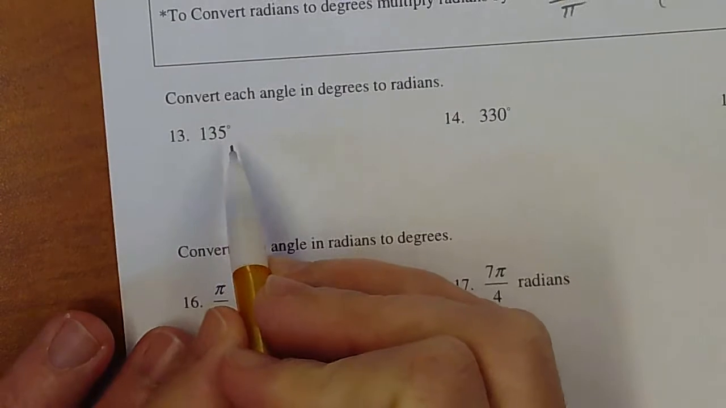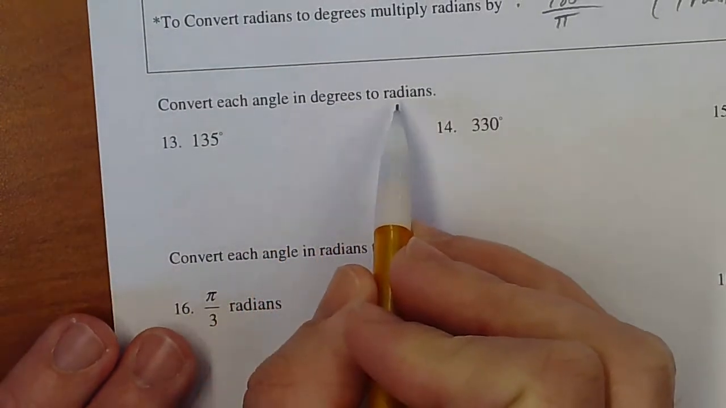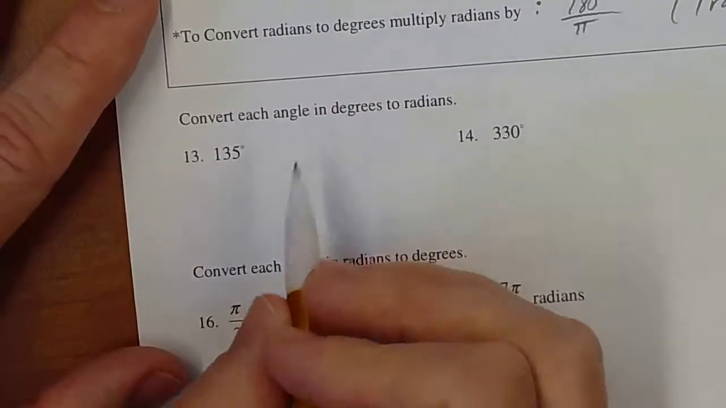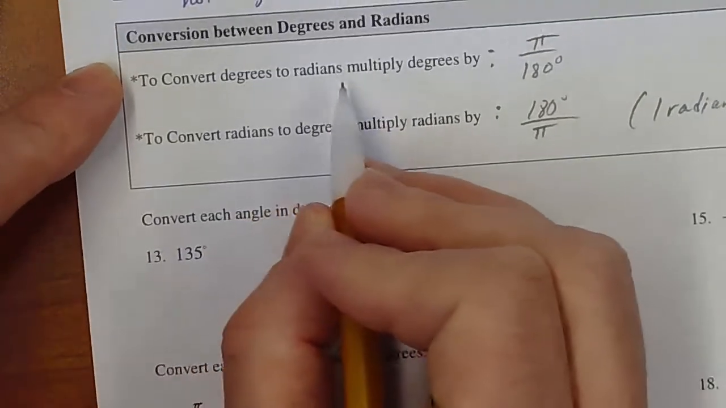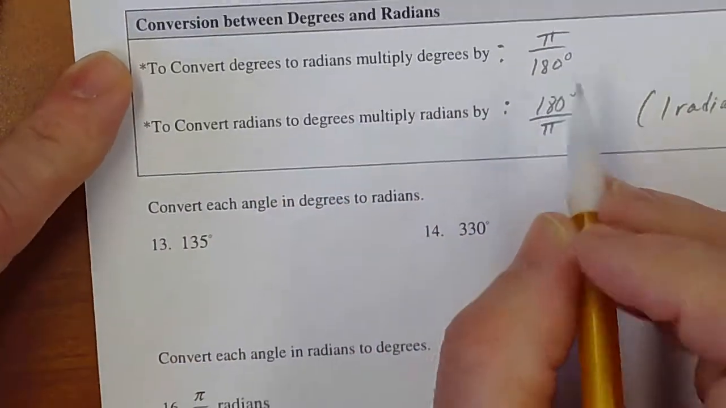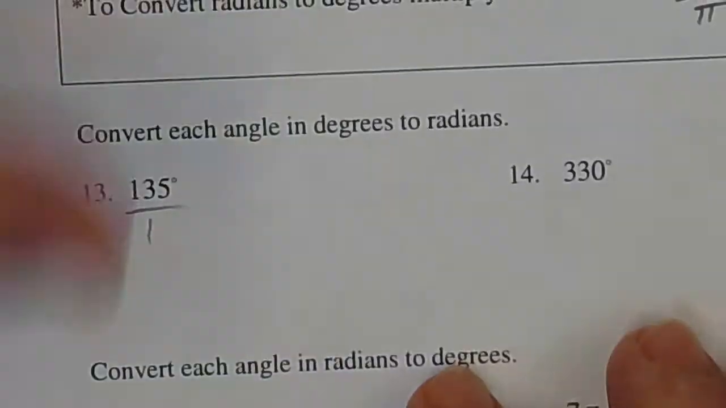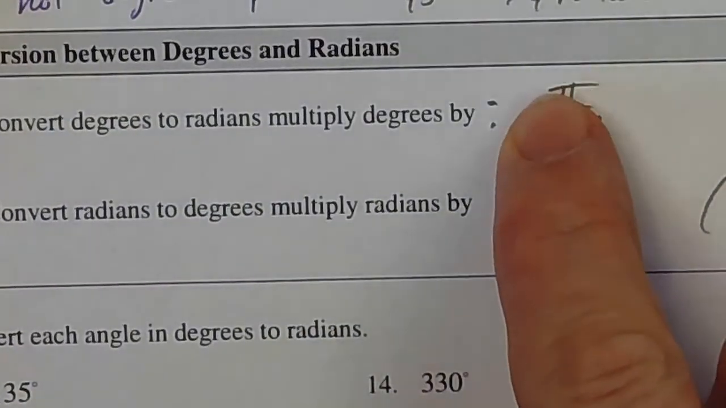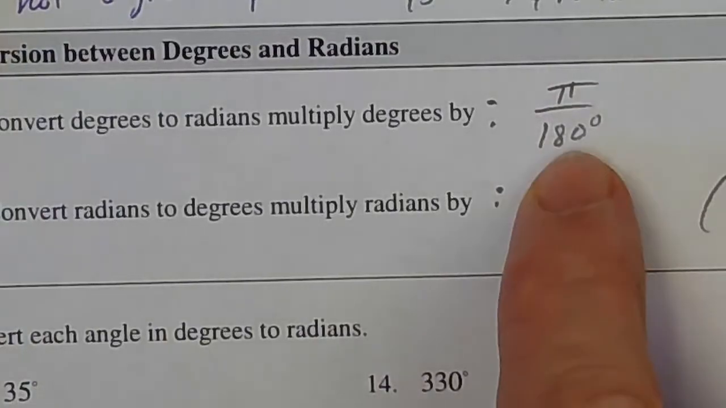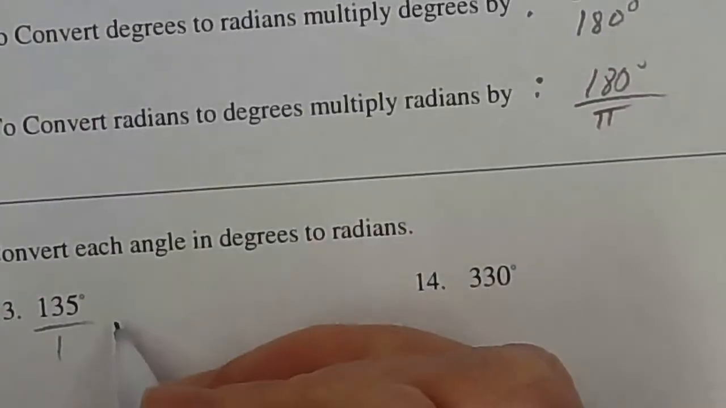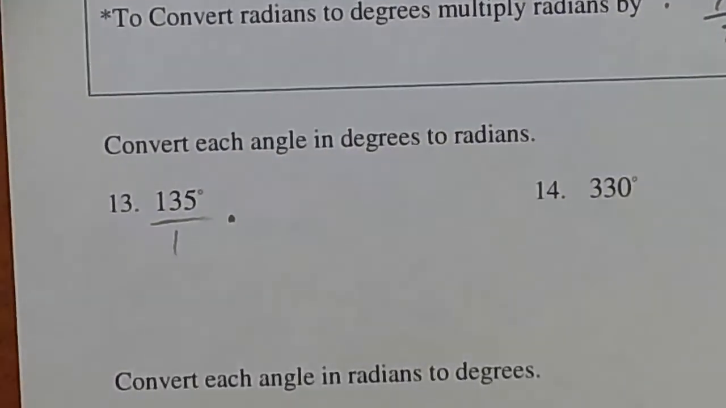Okay, so 135 degrees. How do I convert that to radians? Remember, 1 degree is equal to this many radians. Here's the way you can make sure you set this up right too, because your conversion factor is either pi over 180 or the reciprocal. You want to make sure degrees cancel out. It's the best way to set this up. So put that over 1.